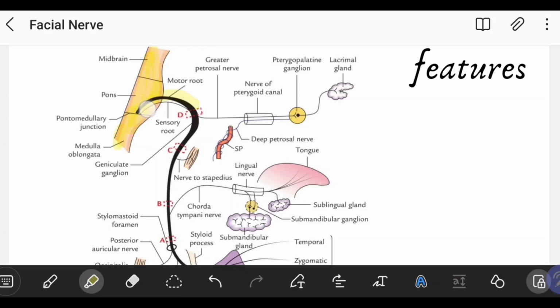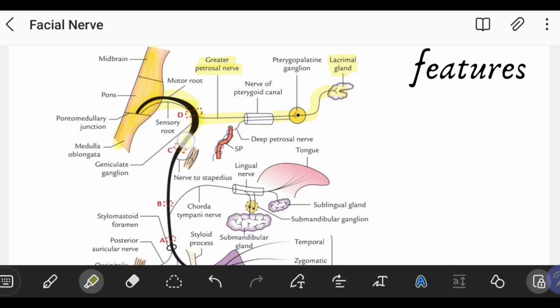Then it has a motor root and a sensory root. So pons to the cranial cavity. Over here it goes to the cranial cavity, and it gives rise to a nerve called the greater petrosal nerve that supplies the lacrimal gland. This is a secretomotor nerve. Then it goes over here.